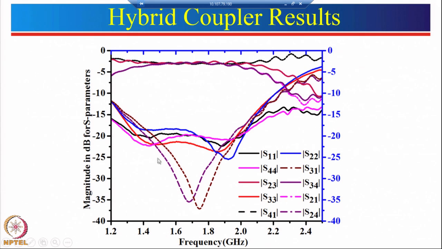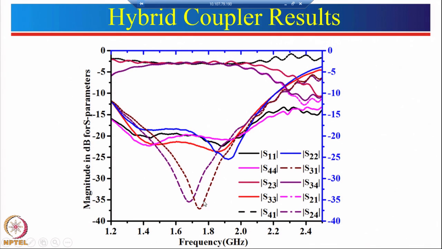So, these are the measured results for this geometry. You can see here this is S11, the black one, this blue one is S22 and this red curve is S33. This was designed for 1.8 gigahertz and for S13, as I told you, that is the isolated port. So, you can see for S13 the isolation is very high at this particular port. So, the power going to that particular port is very less.